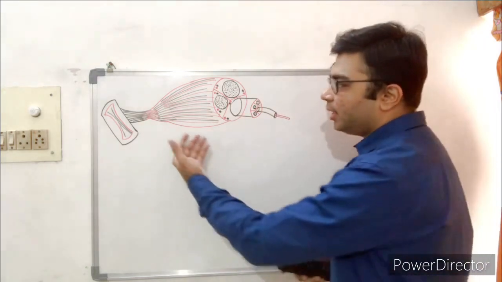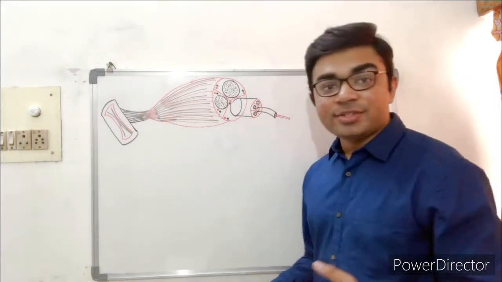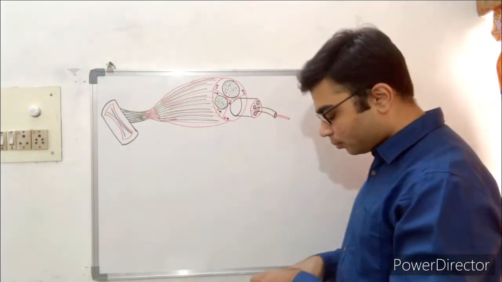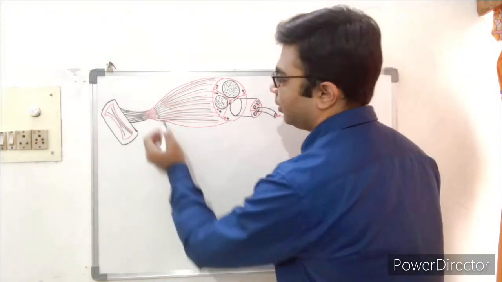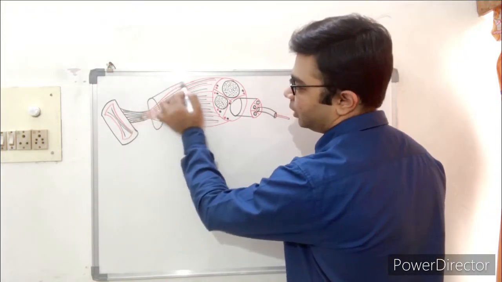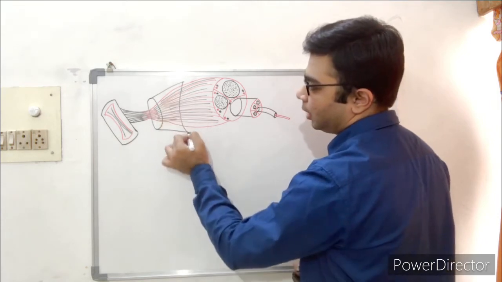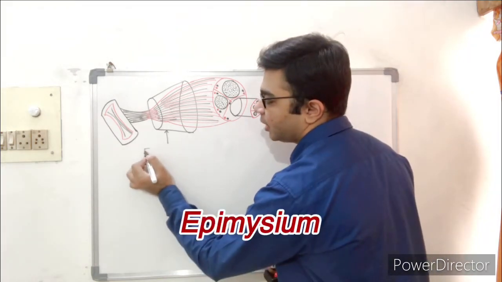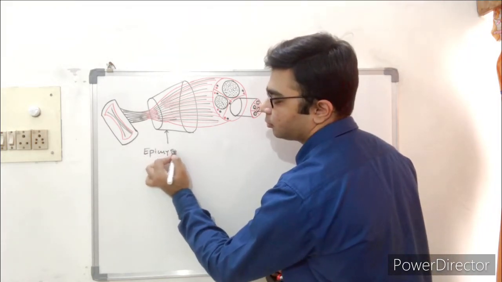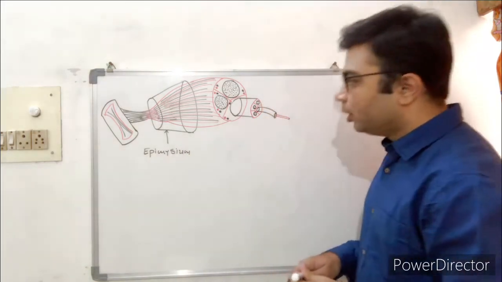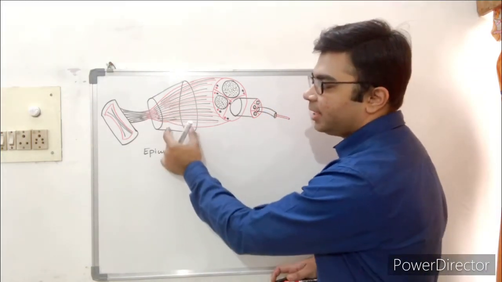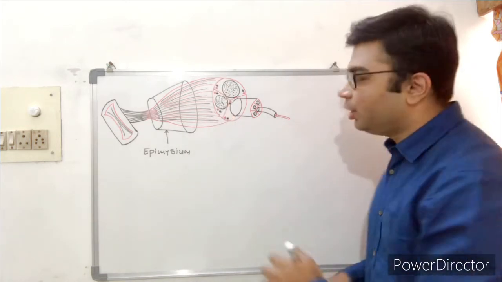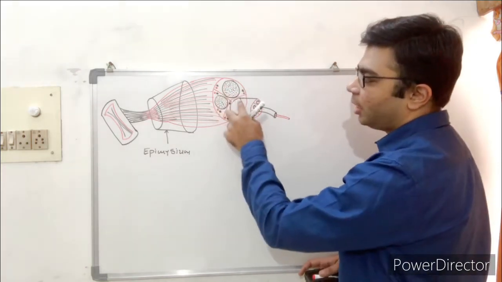Now this fleshy portion of a muscle is covered by a connective tissue sheath known as the epimysium. Let me mention it over here, that this much area is covered by a fibrous connective tissue sheath known as the epimysium. So inside the epimysium lies the fleshy portion of the muscle. Now if I take the transverse section, you can see multiple bundles are present.